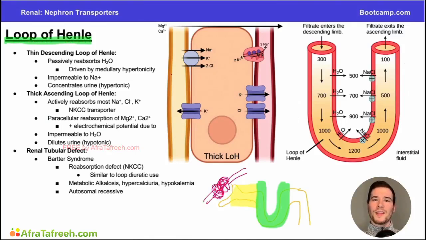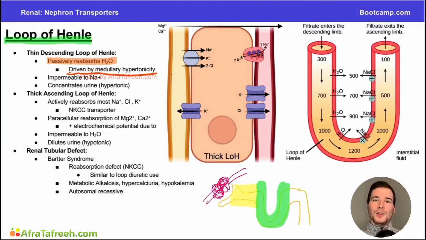So if we first look at the thin descending portion of the loop of Henle, I want you to notice a couple key things. First, highlighted in orange, I've put that H2O is passively reabsorbed, and this is driven by medullary hypertonicity. So what do I mean by that? To really fully understand this concept, we have to look at the other section of the nephron as well, the thick ascending limb, which we will do in a moment.